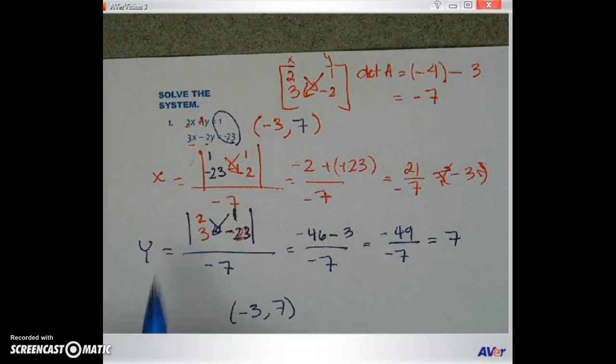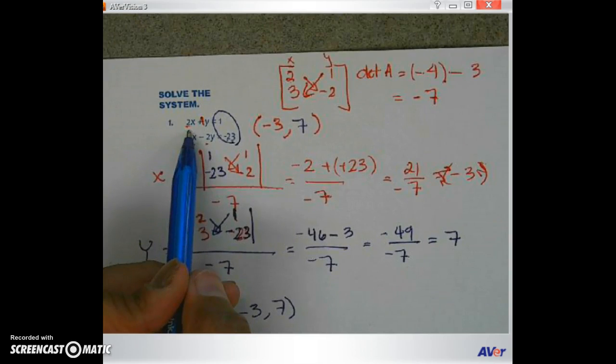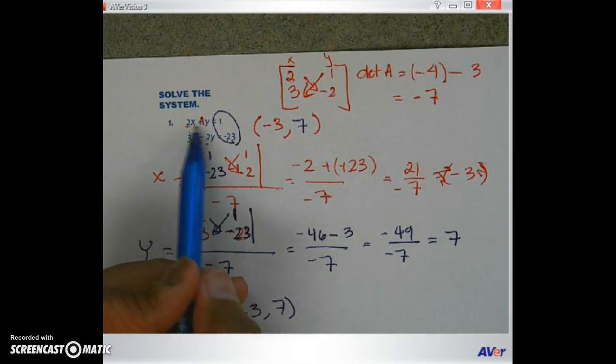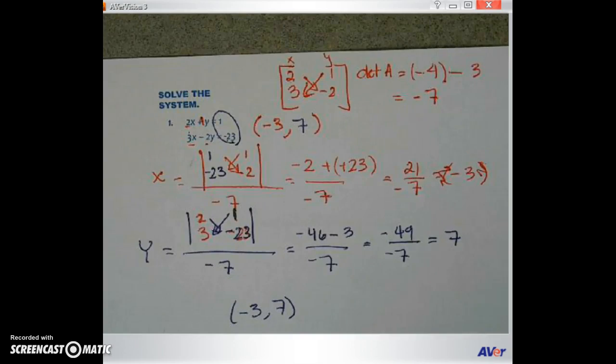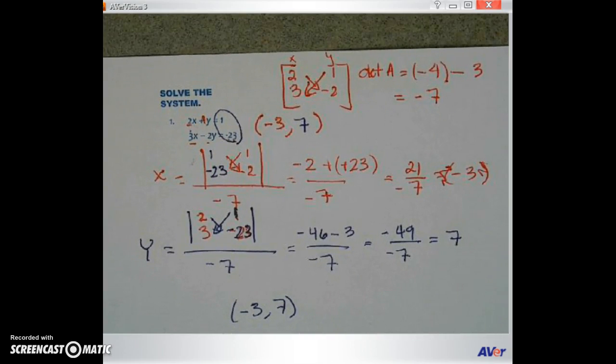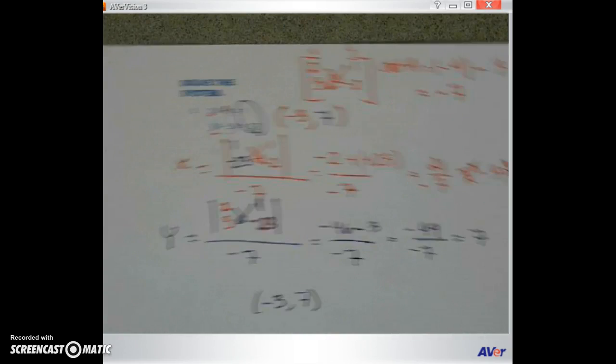How do I know I'm right? Well, you can plug it in to here, and you will get 1 and then negative 23 when you do that. Okay, so if that's all right, go ahead now, if you would please, and try number 2.